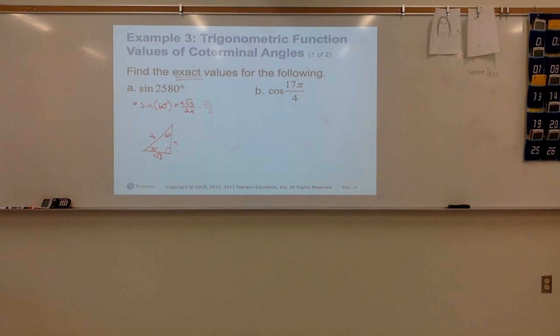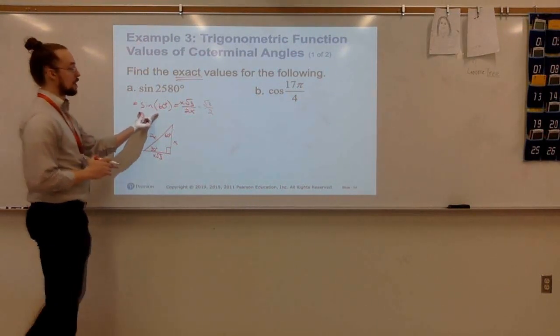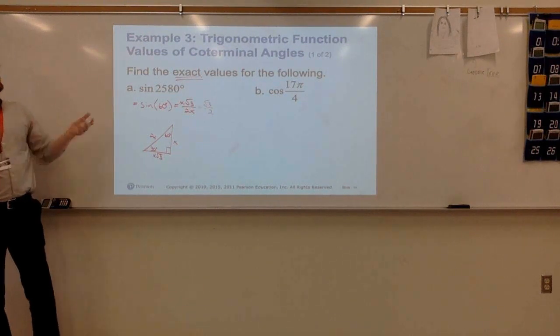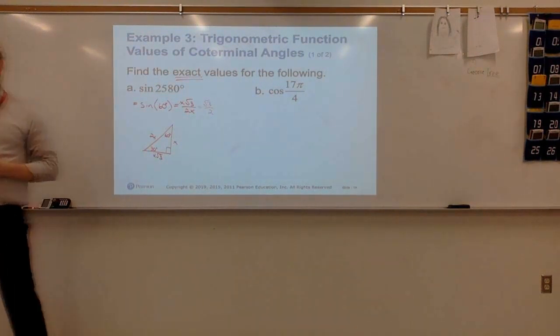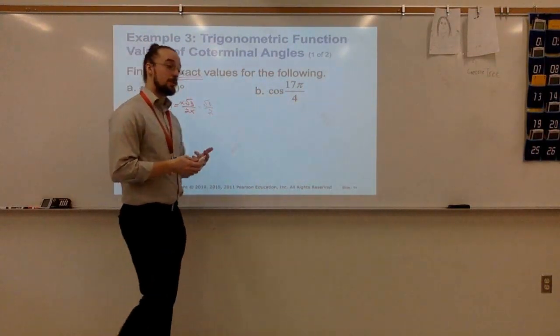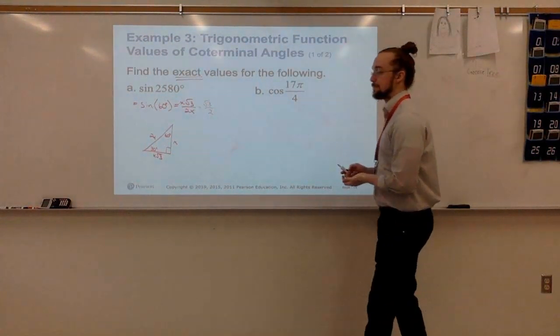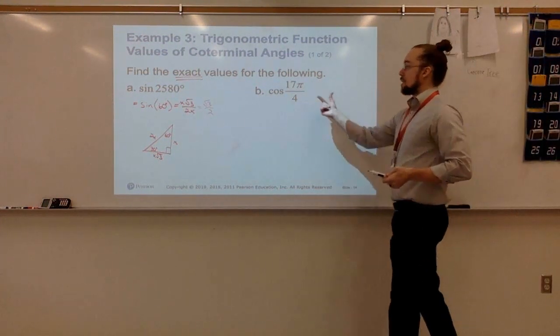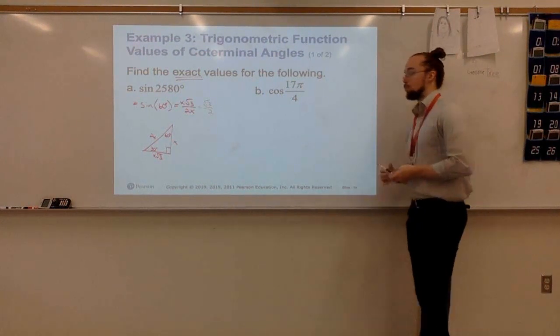And as we build the unit circle, those will be angles that we'll memorize. We will just know that the sine of 60 is the square root of 3 over 2. So once we figure out that this angle is just equal to the sine of 60, we should just know sine of 60 is the square root of 3 over 2. But we haven't built the unit circle yet, so we can use our special right triangle for that. Okay with that one? So it's the same idea if we have radians.